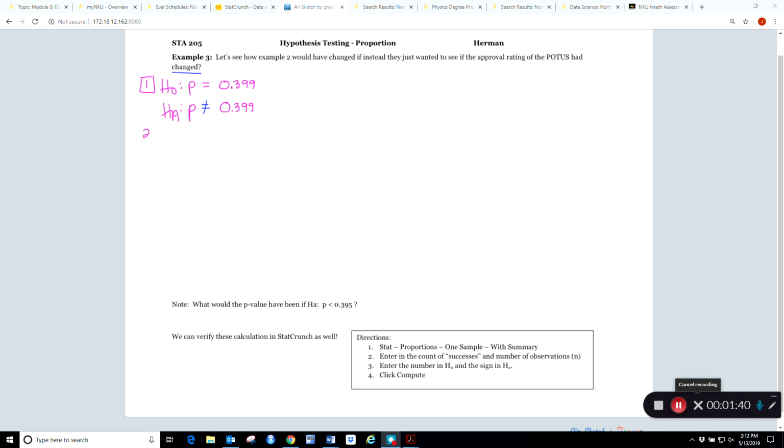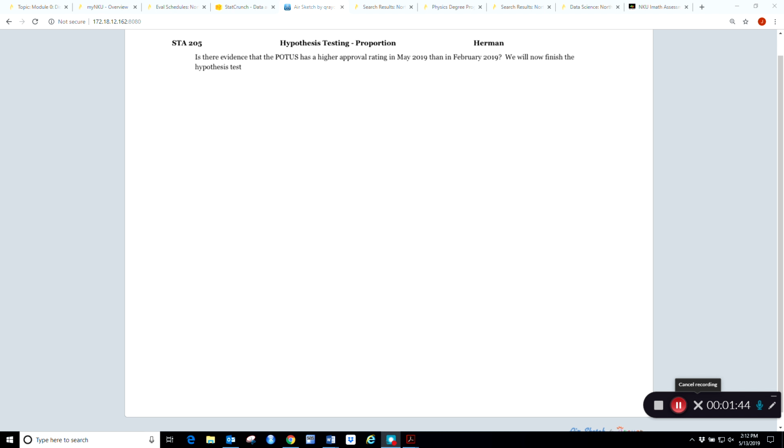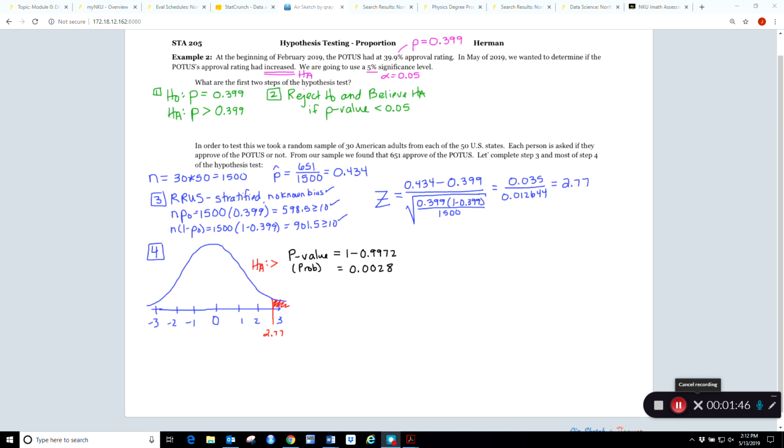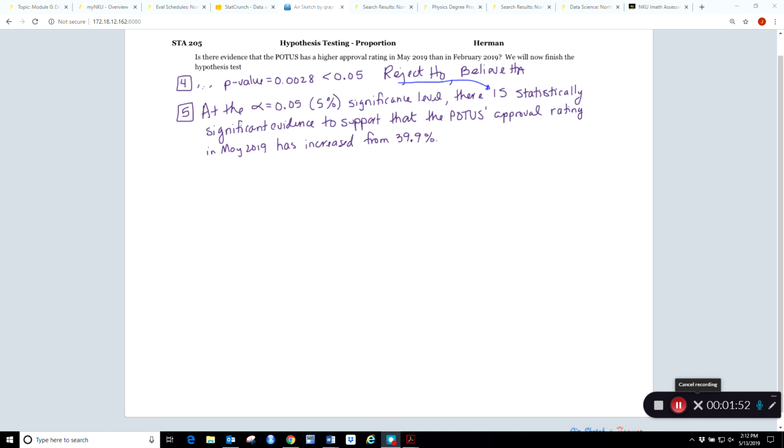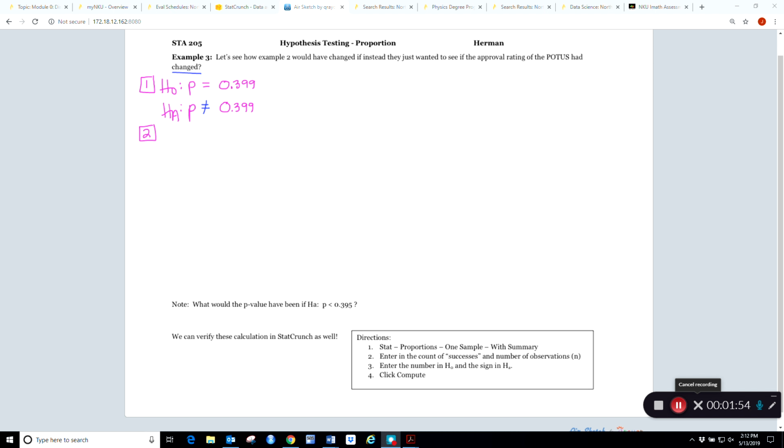If I look at step 2, that decision rule that we do, I'm still going to use the same significance level. So for that reason, step 2 here is going to be exactly the same. So there's no changes at all in step 2.